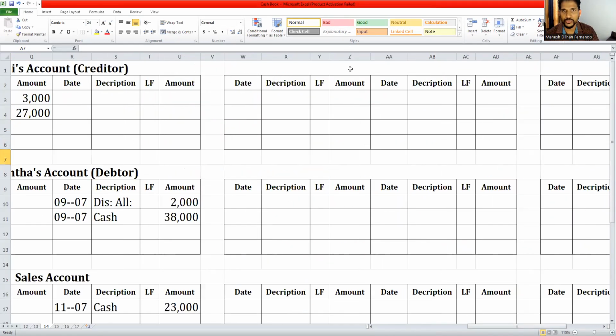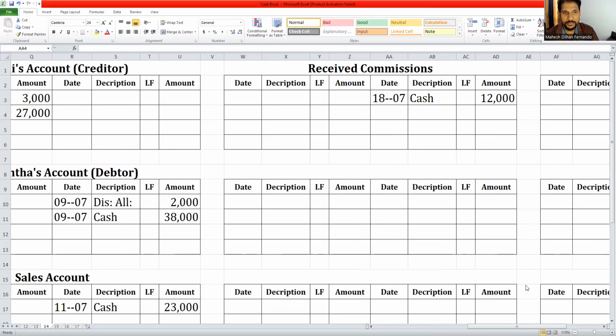Open the next account for commissions received. The date is 18th of July. It's an income. Income increase is a credit, right? Description cash. Amount is 12,000. Received commissions 12,000. Okay, good.